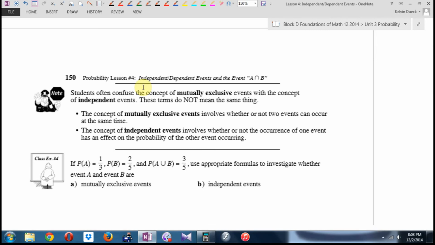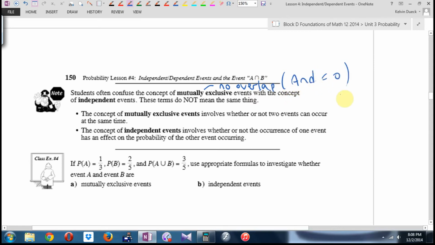Students often confuse mutually exclusive. Remember, this means no overlap, or "and" is 0, doesn't happen at the same time, with independent. They're not the same. Remember, if two events are mutually exclusive, they can't occur at the same time. If events are independent, whether or not one occurs doesn't change the probability of the other occurring.